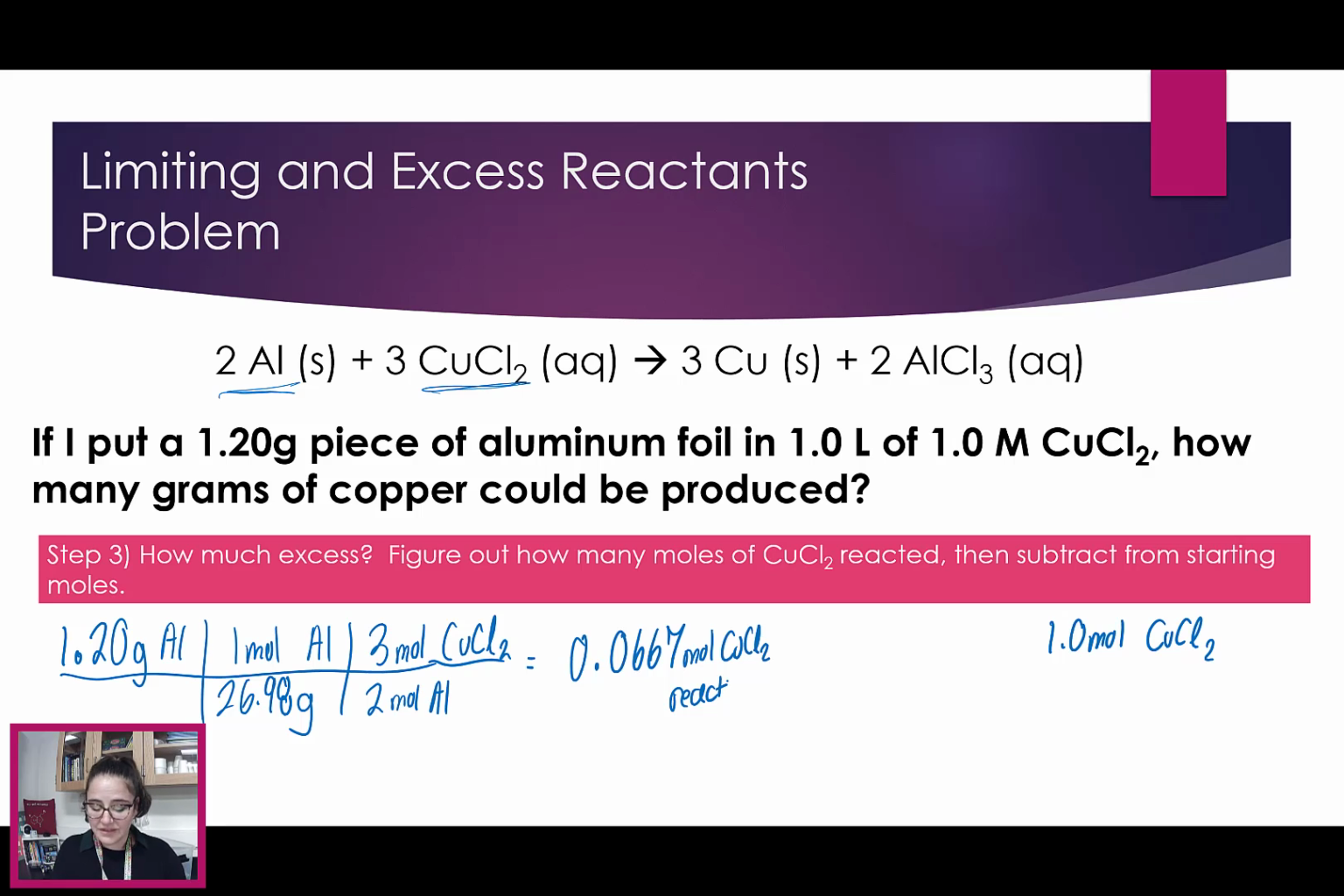Okay, so if they reacted, they're no longer going to be present. So we can subtract that from our original amount, and we find out that we will have 0.93 moles of copper chloride left over. Okay, cool. And that's it for our advanced stoichiometry.